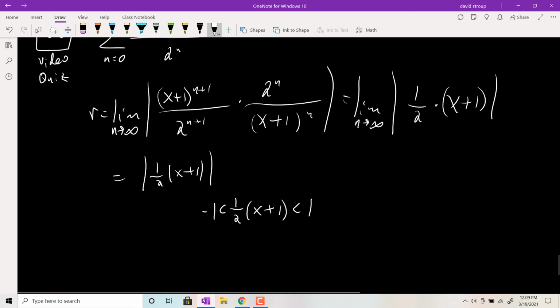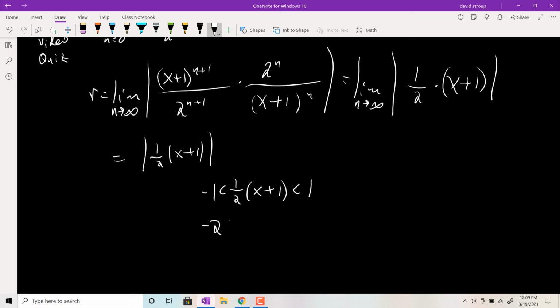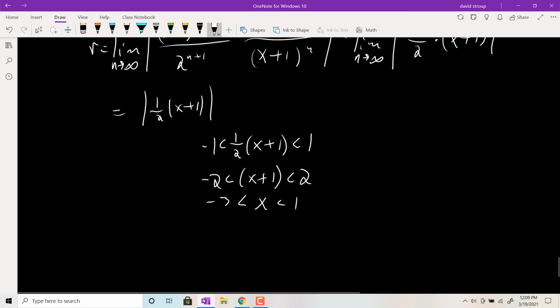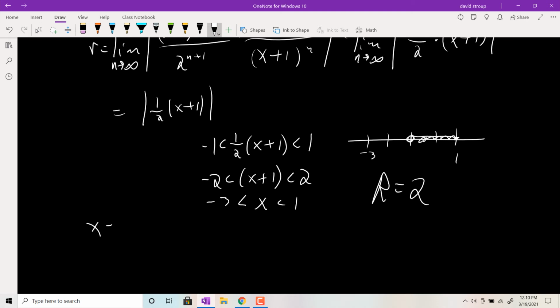And then we're going to multiply through by 2. So I'll have -2 less than x+1 less than 2. And then subtract 1 from all three sides, and you get -3 less than x less than 1. Okay, so it's definitely convergent in that interval. So we have -3, -2, -1, 0, 1. The radius is half that interval, so it's just 2. We need to figure out the interval of convergence, though. So we need to actually zoom in on -3 and at 1.